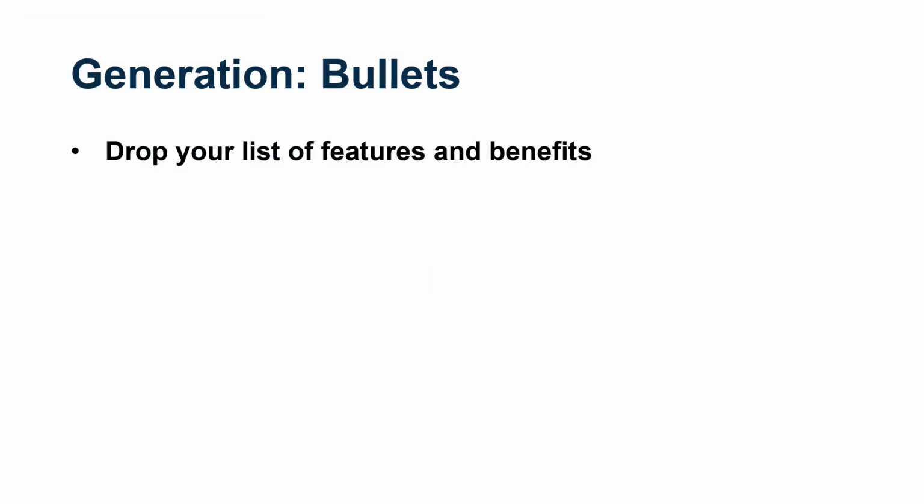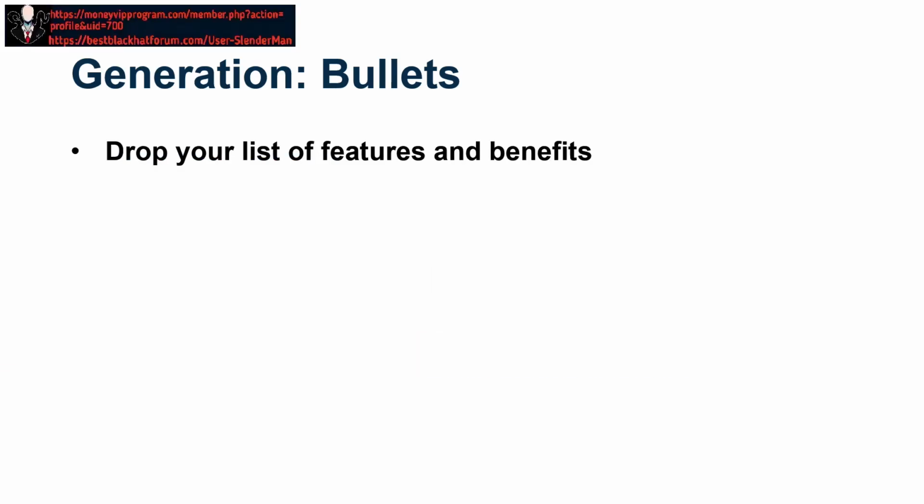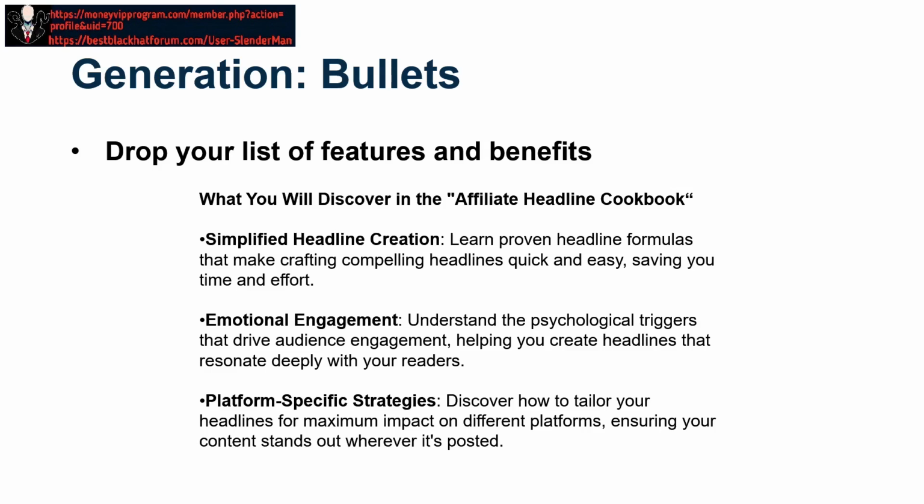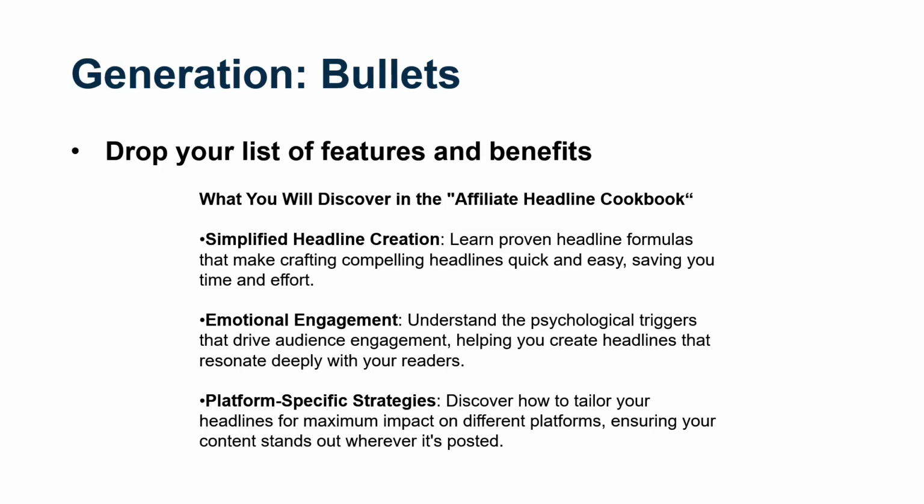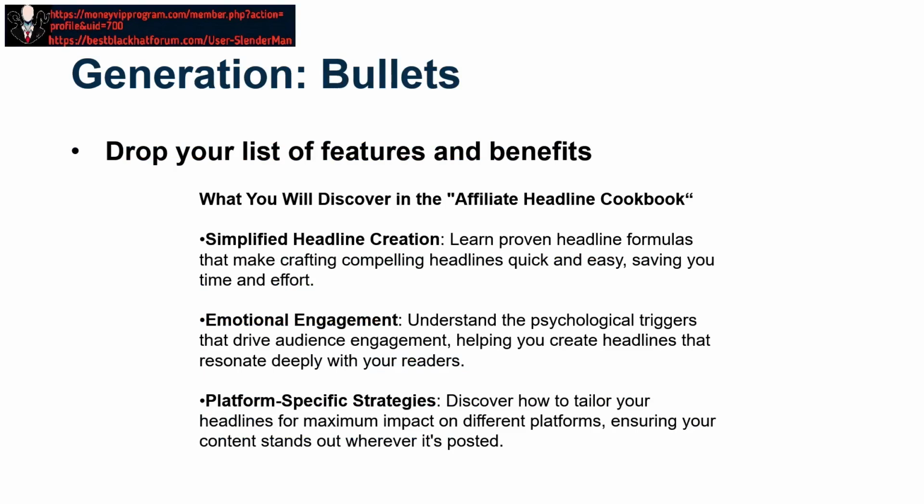So the bullets, this is where you drop those features and benefits, and you deliver them as statements. So what you will discover in the affiliate headline cookbook: simplified headline creation, emotional engagement, platform-specific strategies. And you see, there's almost like a quick subhead where it says simplified headline creation. So that's like the main concept. And then we deliver the benefit statement. Learn proven headline formulas that make crafting compelling headlines quick and easy, saving you time and effort. Right? That's the benefit of simplified headline creation.